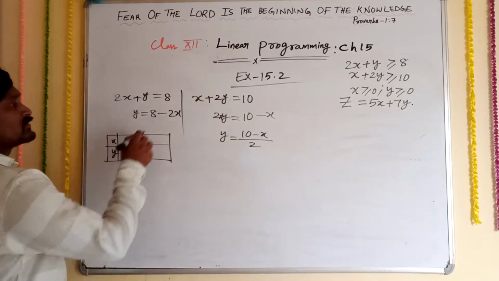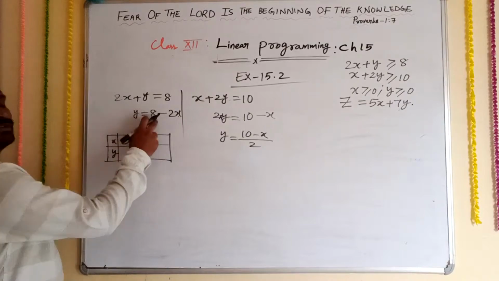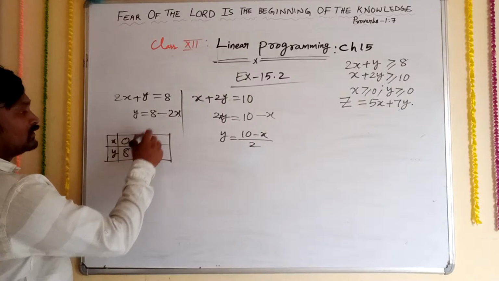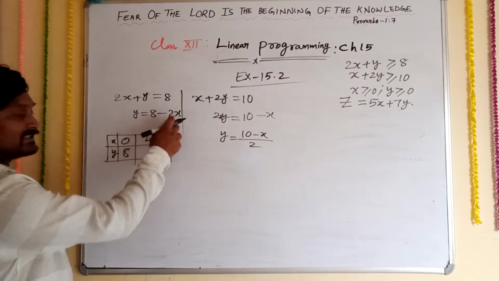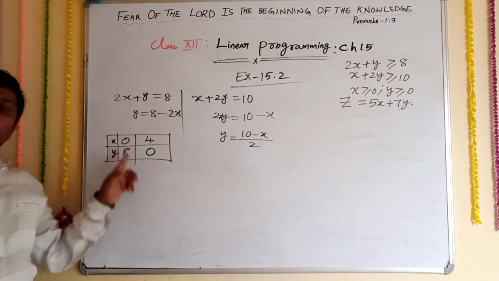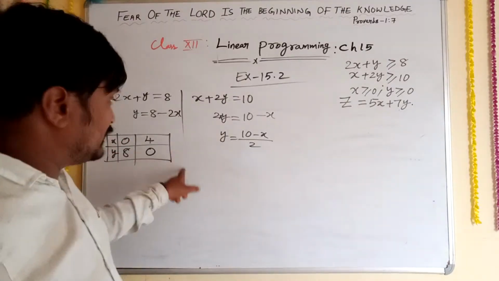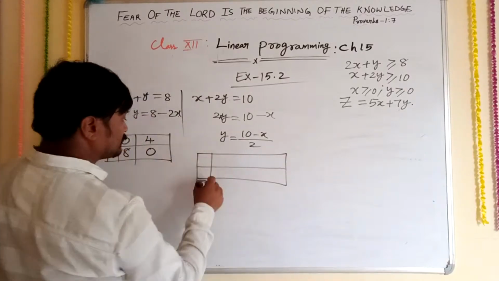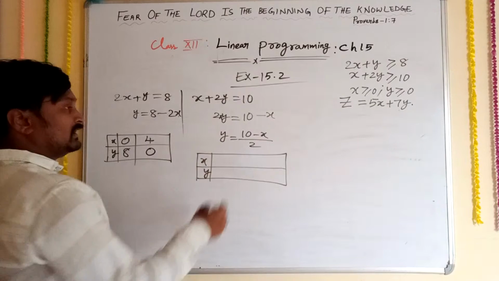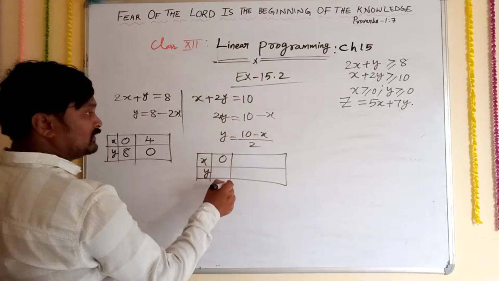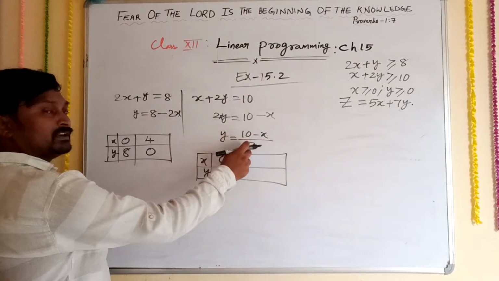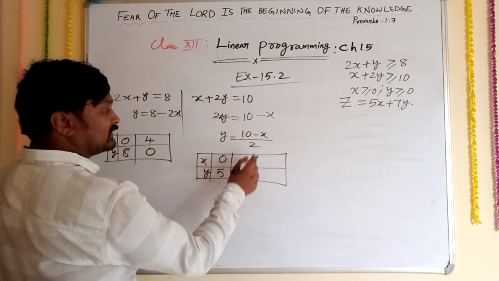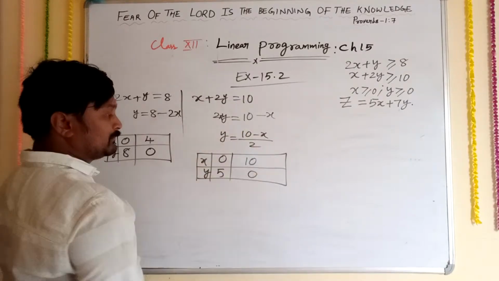Now just find the table of x and y. If x is 0, what is y? 8. And if x is 4, 2 fours are 8, 8 minus 8 is 0. So you get the points 0, 8 and 4, 0. Next, for the second equation, again take x as 0. When you keep x as 0, 10 upon 2 is nothing but 5. And if you keep x as 10, 10 minus 10 is 0, and 0 upon 2 is 0.